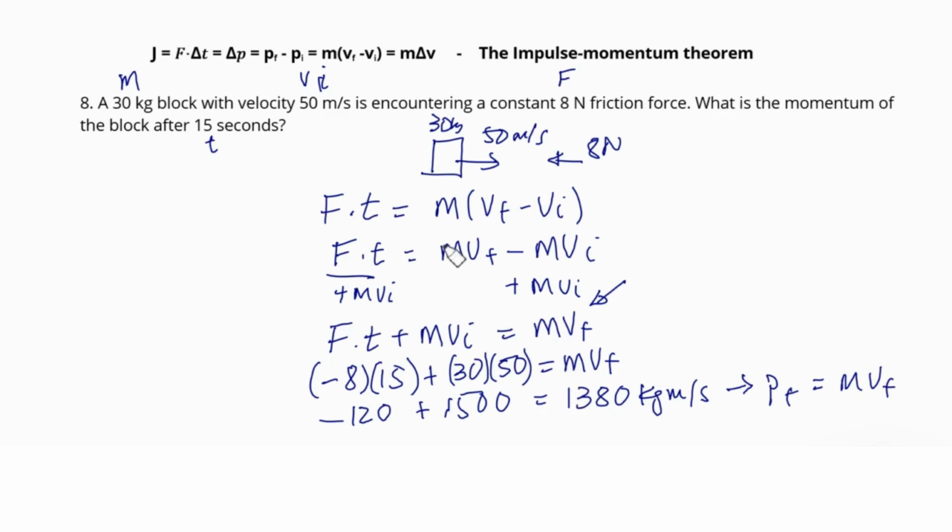Okay, so originally this block was traveling with a momentum of 30 times 50, which is 1500 kg m/s. After this friction force acted on it for 15 seconds, we now are left with 1380 kg m/s as our final momentum. Okay, hope that was straightforward enough. I have one more last one to do.